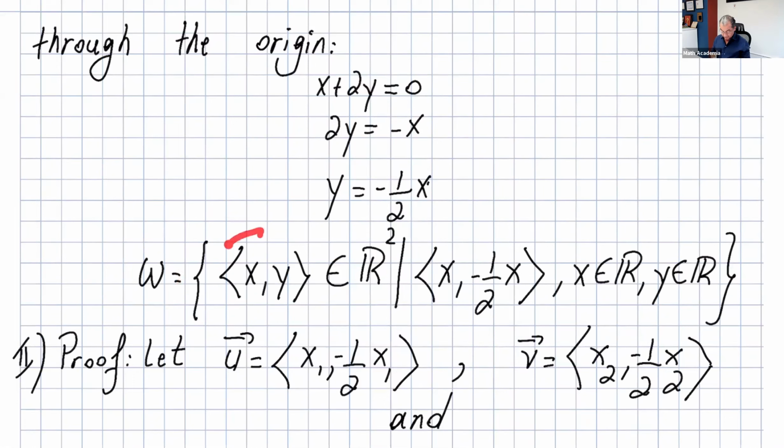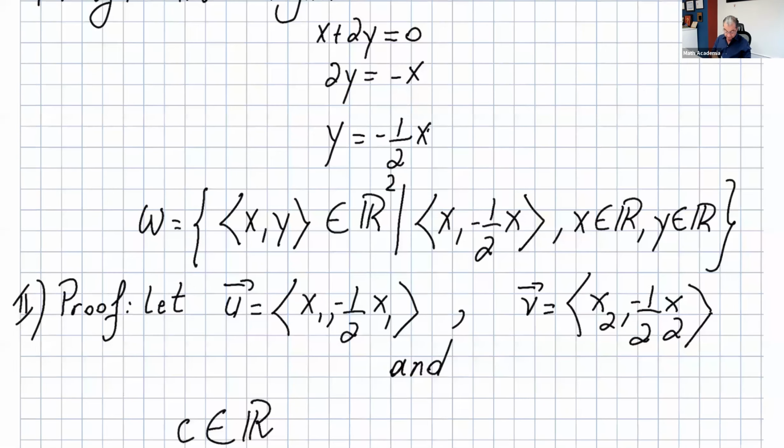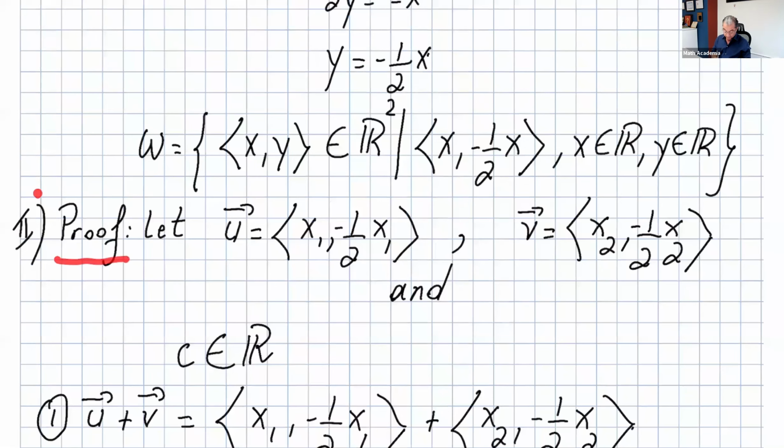We have the x, y components, and we know that's in R2. x is x, but y is negative 1 over 2 x. Both x and y are variables with real numbers. Now let's start the proof. That's part 2. You can write u to be (x1, negative 1 over 2 x1) and v to be (x2, negative 1 over 2 x2).